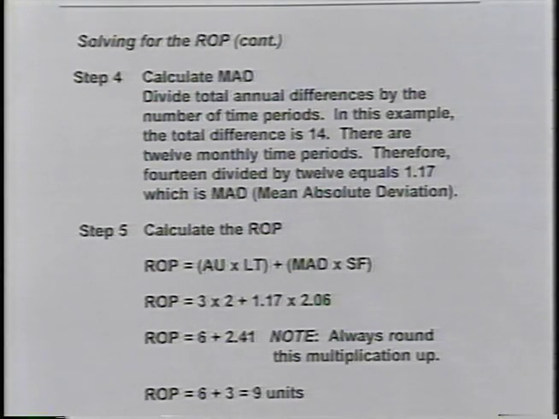Now I put all of that data into my formula, and I multiply and summarize. 2 times 3 is 6, and 1.17 times 2.06 is 2.41. And you notice I have a notation there that says irrespective of the decimal equivalent, always round up. So I'm going to change 2.41 to 3, and therefore my order point is equal to 9.